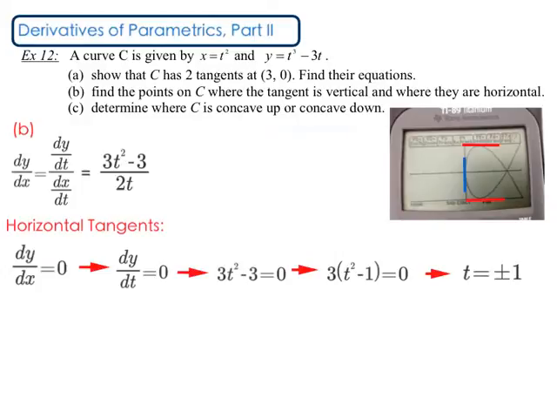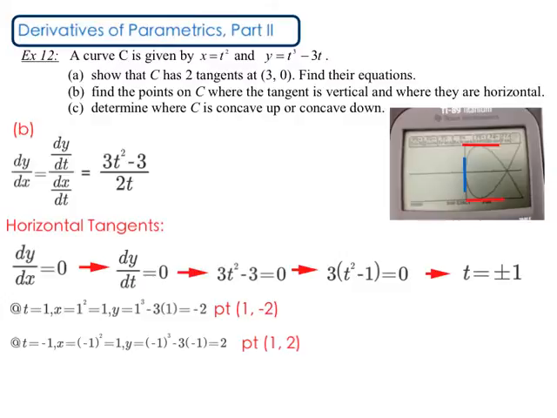Now notice that I didn't ask you when the tangent line is horizontal. I asked you where are the points on C where the tangent line is horizontal. So we need to figure out what the xy coordinates are. So go ahead and plug those t values into your x component and your y component, and you'll get the coordinates of those points where that tangent line is horizontal. Okay, so plugging in t equals 1 to both the x component and the y component, I get the point (1, -2), and at t equals -1, I get the point (1, 2). Okay.